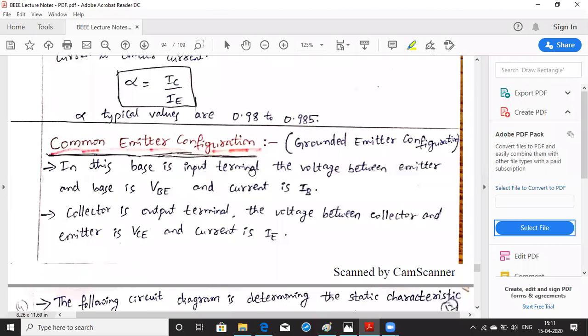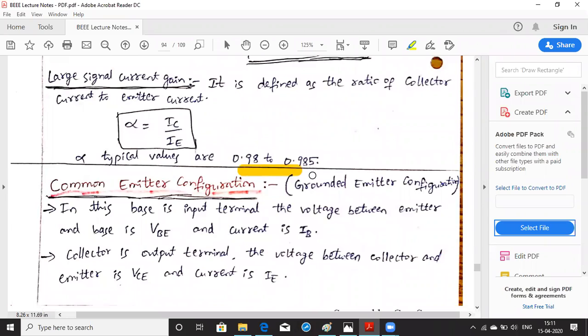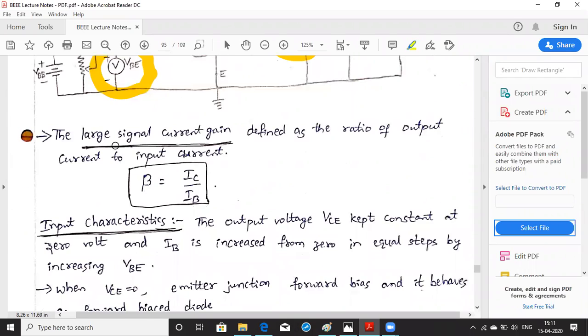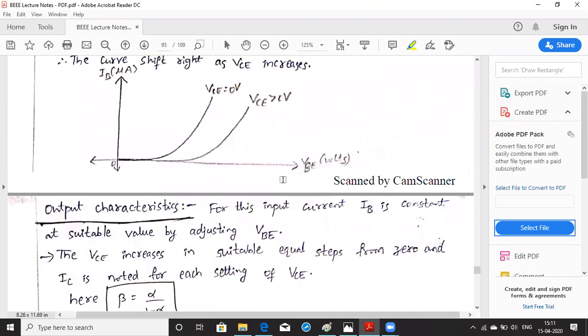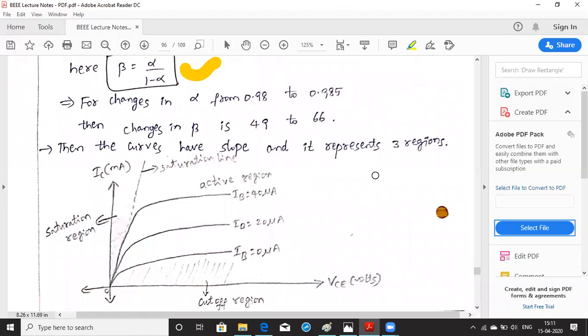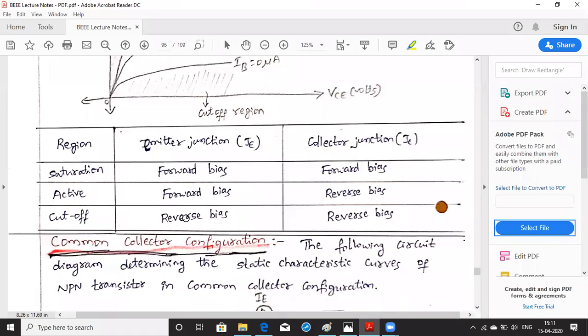The same thing you see here, the alpha value in the common base configuration. So don't get confused with this diagram. This is only the measurement of base to emitter voltage. This is the measurement of collector to emitter voltage, to find out the base current and the collector current. Same thing we have discussed here. You can see here it is the largest current gain, because I have already told it will be around 1000 or 500. This is the beta, and this is the relation between beta and alpha. We already know these characteristics: one junction forward bias and the other reverse bias.